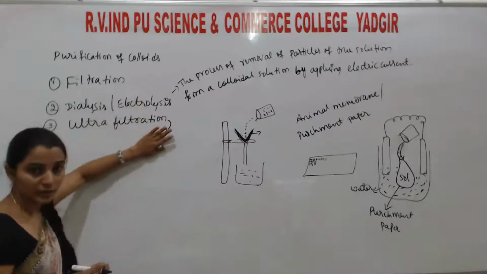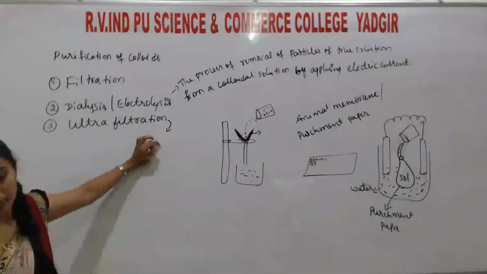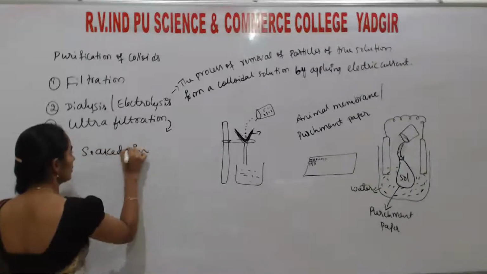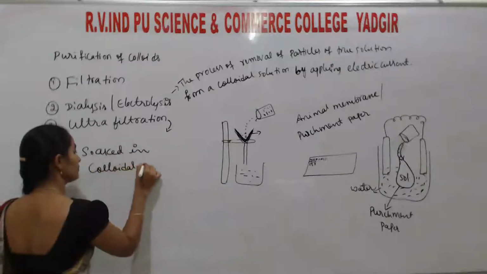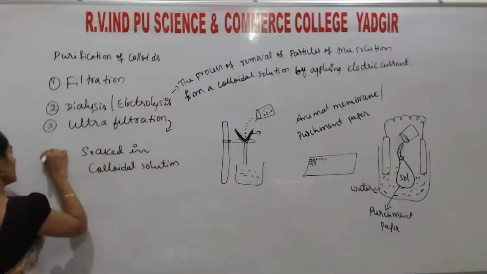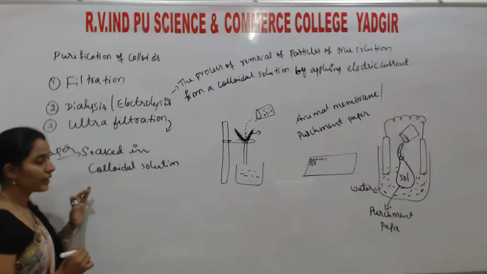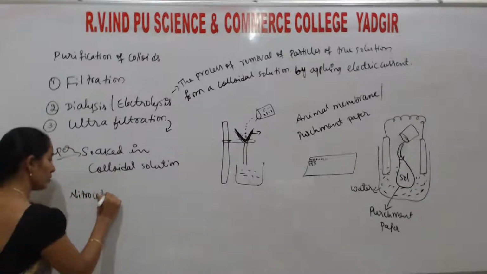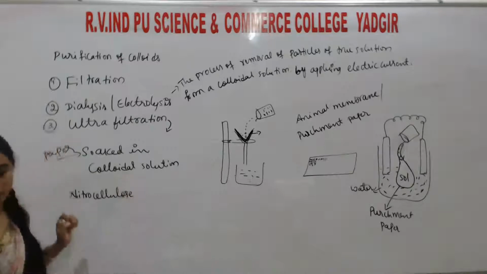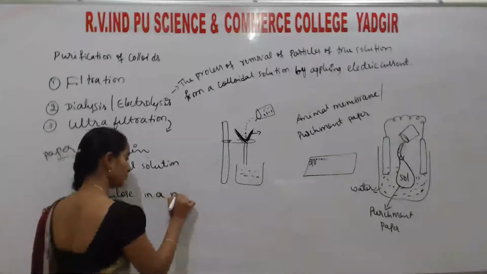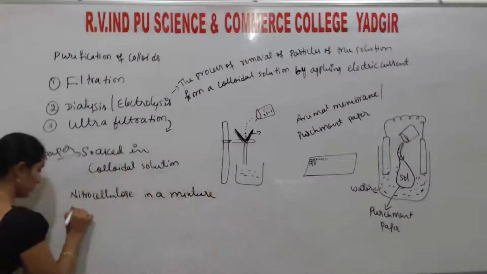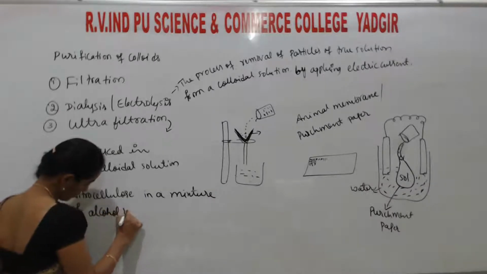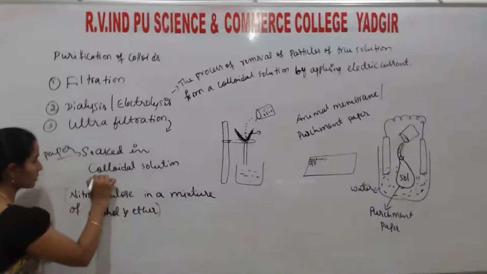This one is ultrafiltration, which means it is a special type of filter paper which is soaked in colloidal solution. Okay, what is colloidal solution? It is nitrocellulose in a mixture of alcohol and ether.